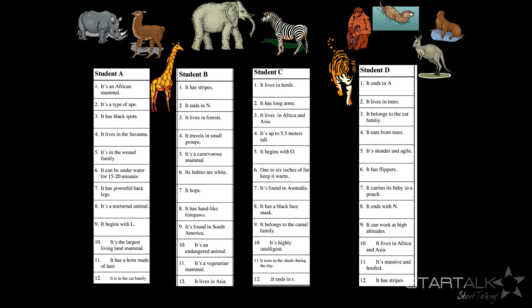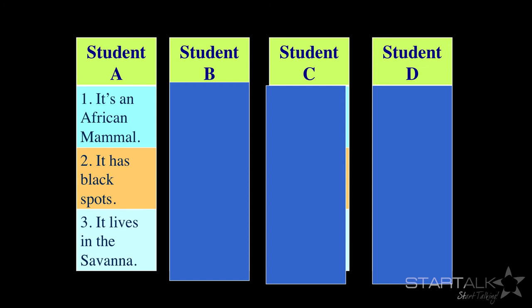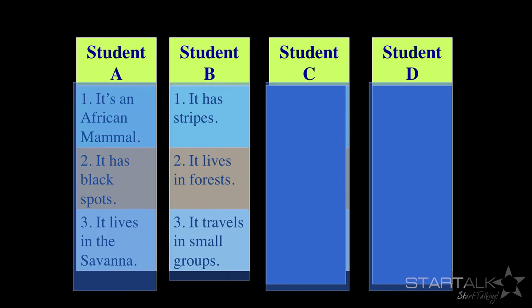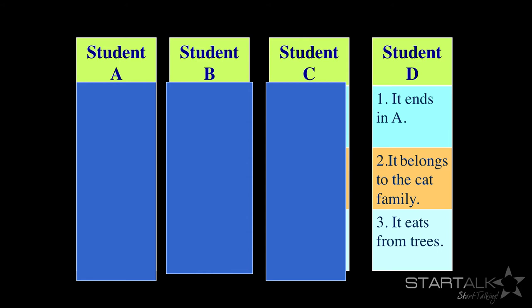Now, student A reads number one. Okay, can you all read number one? It's an African man. Okay, but then see, each student has a different sheet, so they can't see each other's sheets, and they have to listen to what the other partner says. Okay, so student B reads number one. What is it? It has stripes. It has stripes. Student C reads number one. It lives in herds. In herds. Student D reads number one. It ends in A. It ends in A. What animal could that be? The zebra.